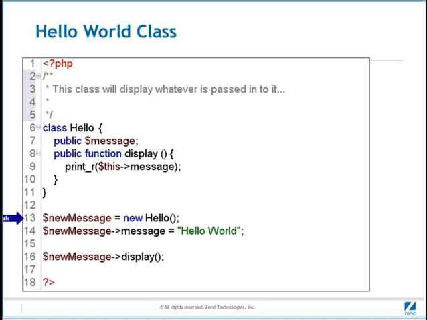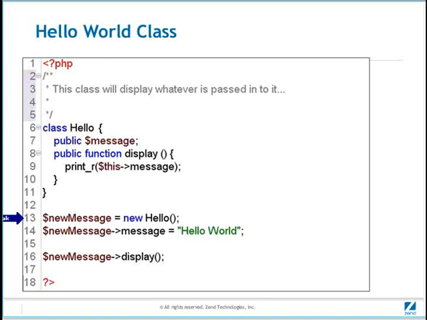Now, in this case, we're instantiating one instance of the object. It's called $newMessage. Right? We're using camel case notation there, and we're using the equal sign. Remember, a single equal sign is assignment, and the new keyword indicates that I've got a class coming up here. So new, taking the class Hello, and creating an object.